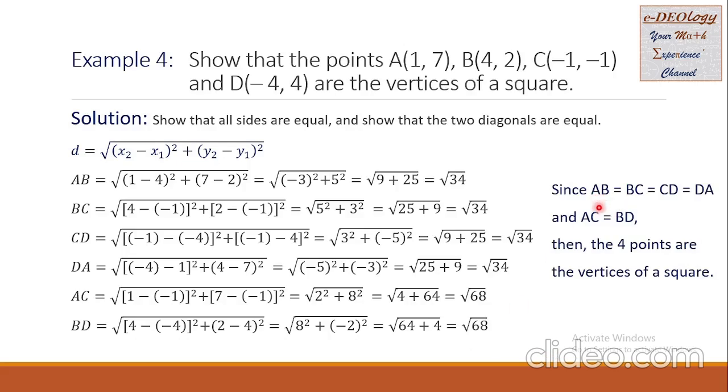Since the side AB is equal to the side BC, equals the side CD and the side DA, and also the diagonals AC equals BD, then the 4 points are the vertices of a square.